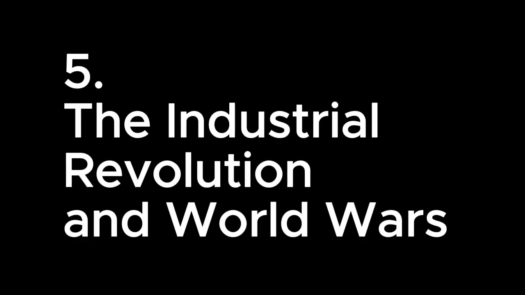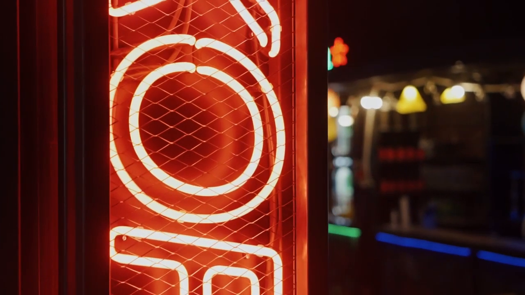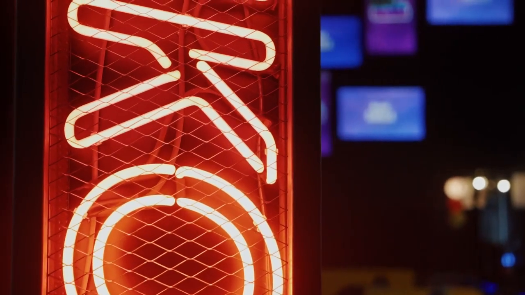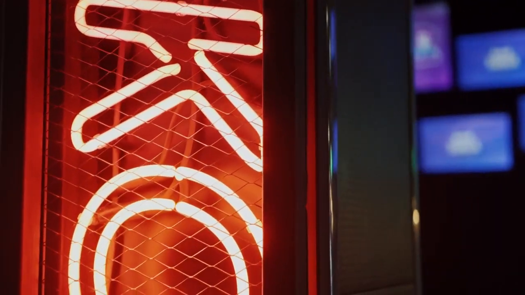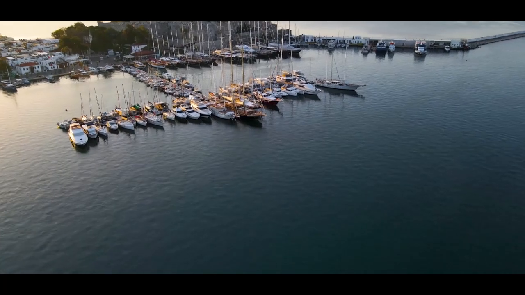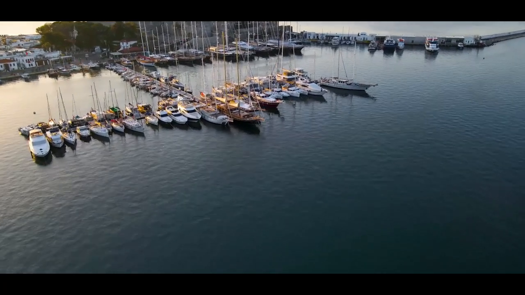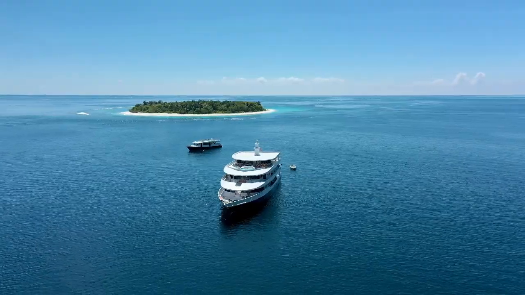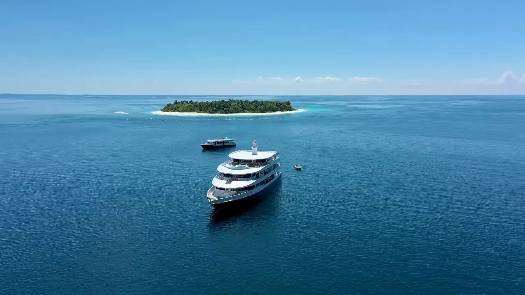5. The Industrial Revolution and World Wars. The 19th century saw Europe become the world's industrial powerhouse. Steam engines, railroads, and factories changed everything. But progress came at a cost: harsh working conditions, child labor, and extreme social inequality.